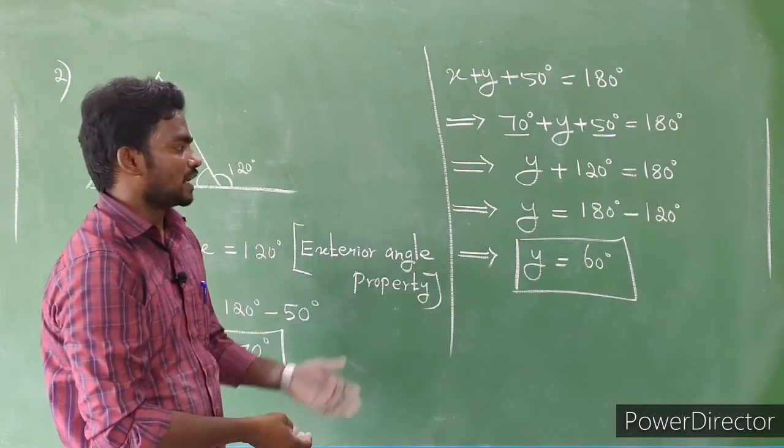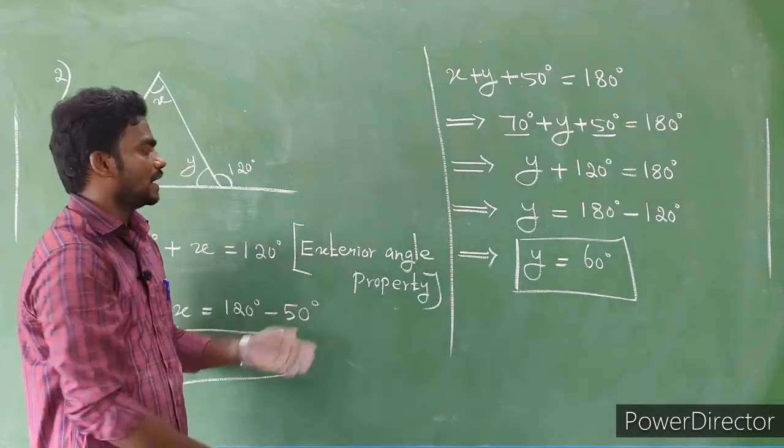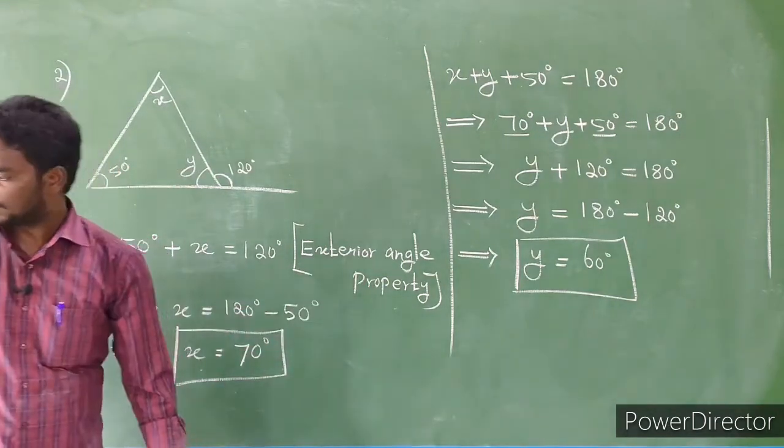So the value of x is equal to 70 degrees and the value of y is equal to 60 degrees. We can find these values of x and y by using the angle sum property of a triangle and the exterior angle property of a triangle.